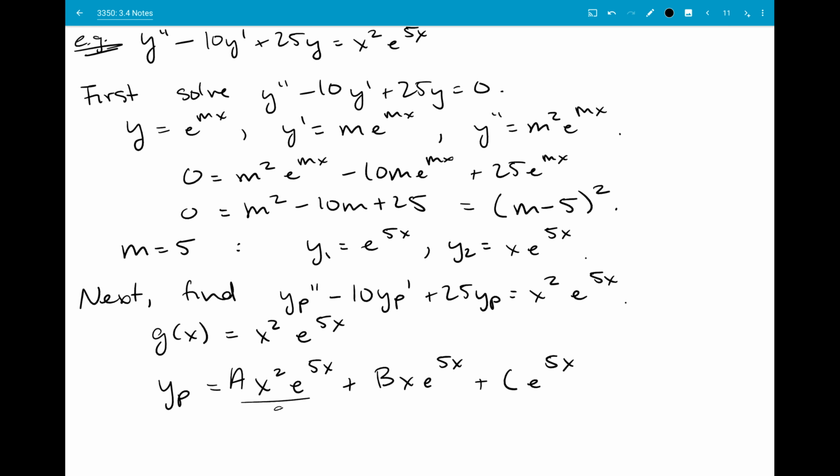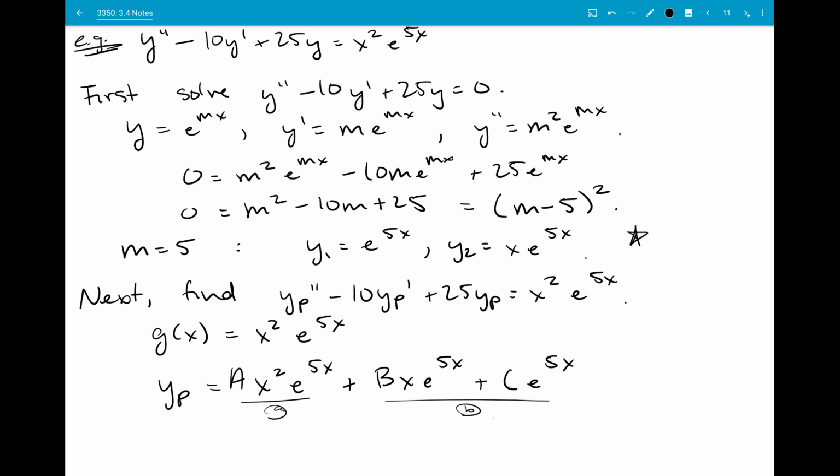So actually what I'll do is I'll put a little a right there and a little b right there, so you know where they came from. First, I looked at g and I saw what function should be there. Then I looked at that function and included all its derivatives. And then my last part is I check against y1 and y2 to make sure that everything in y sub p is new to me. And it turns out that it's not. So e^(5x) and x e^(5x) were already included in the fundamental solution set.